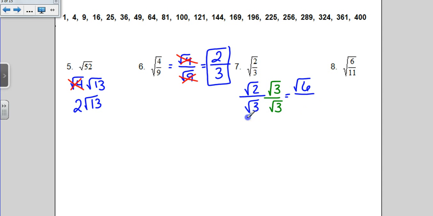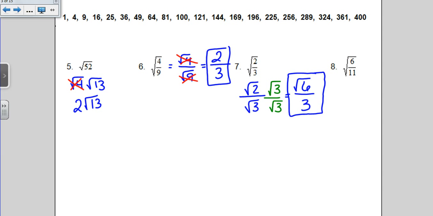But my denominator becomes the square root of 3 times the square root of 3, which is the square root of 9, but that simplifies down to the number 3. So you'll notice our whole goal there was to get rid of the radical in the bottom, and we did just that. And I want you to be careful here. This is the square root of 6 over 3. Those do not reduce. Radicals and whole numbers cannot reduce because the square root of 6 is not a 6, so it cannot be divided by a 3.